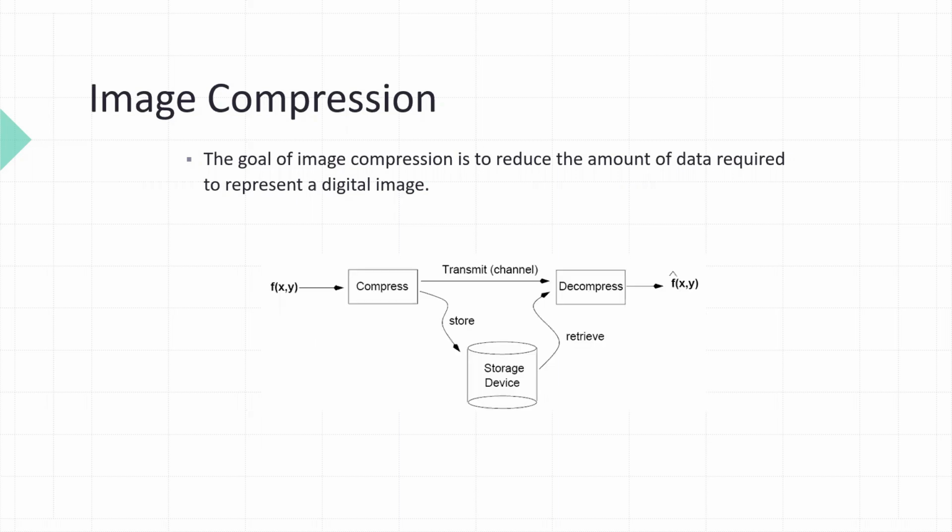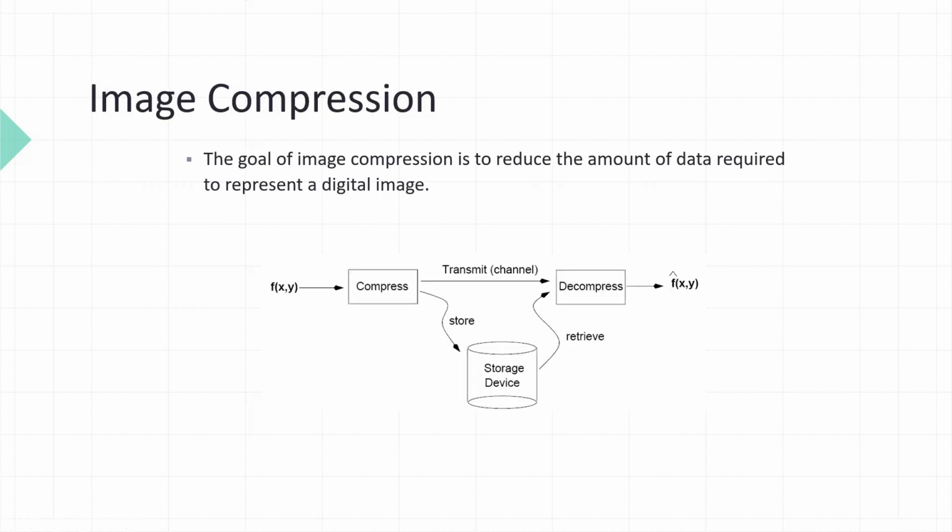This is the simplest of the diagrams one can explain. Here f of x comma y represents the original image. It undergoes a compression algorithm. There are so many compression algorithms, and we undergo any one of them. You can see the two processes available there. One is transmit, and one more is the storage device. Just now, as I said, during transmit it makes a lot of difference, and during the storage device also it makes a lot of difference.